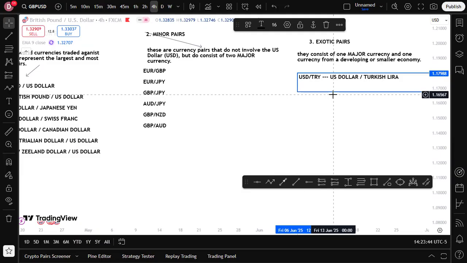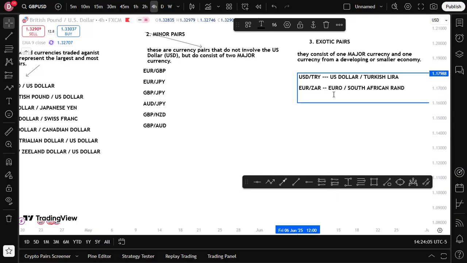Then you can also see Euro ZAR, which is the Euro versus the South African rand. Then you can also see your USD, because we are pairing, you can just carry one of the major currency pair and just pair it with any smaller economy.